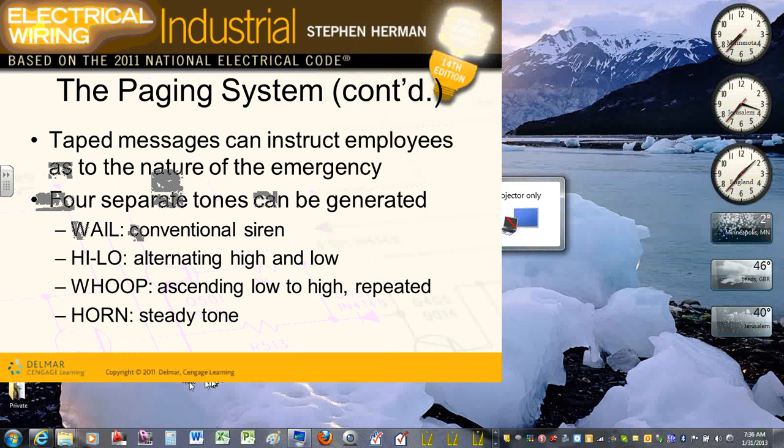For separate tone scans, we have whale, and we have high-low, we have whoop, and we have horn. So steady tones, these are different messages, guys. Also on the speaker, they can communicate to give different signals based on what the company is doing. Okay, any question, guys, about the paging system? That's basically what the paging system is.